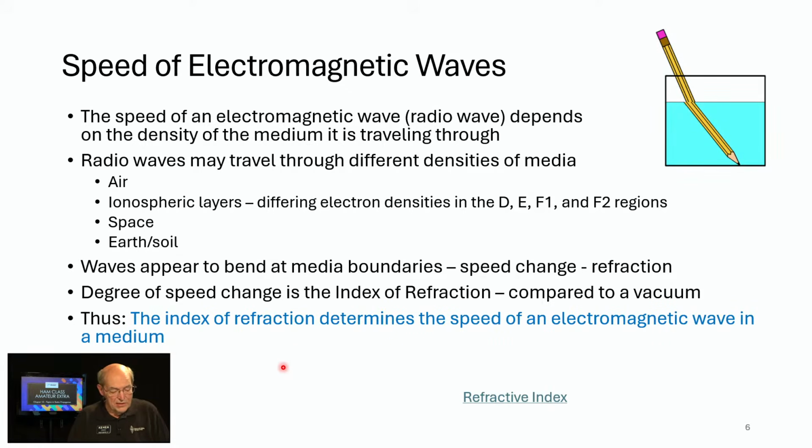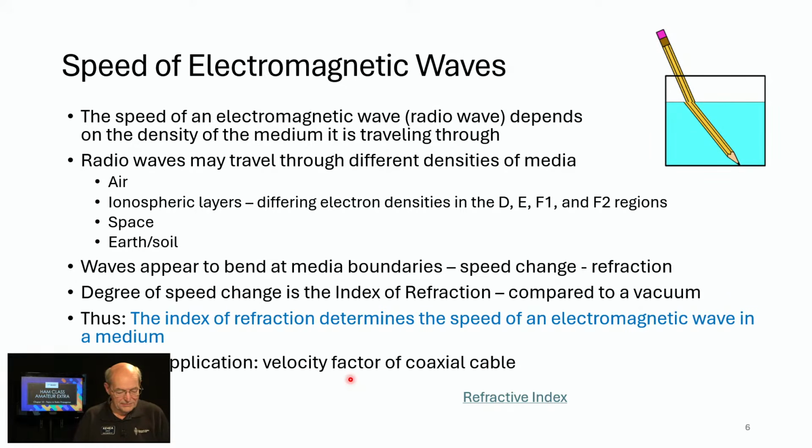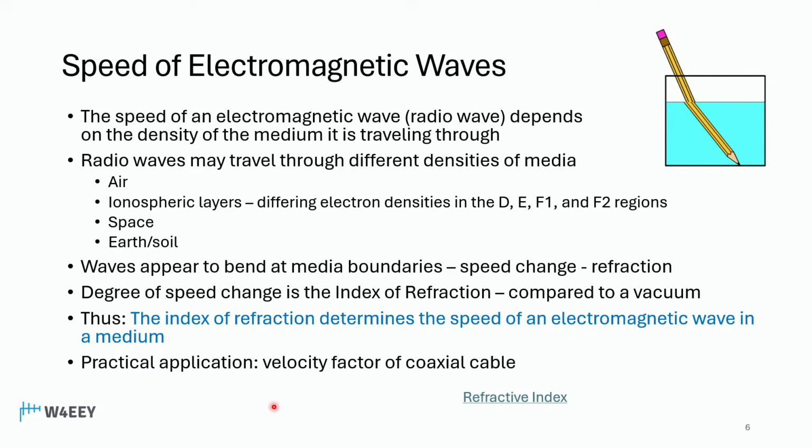Speaking of which, the index of refraction determines the speed of an electromagnetic wave in a medium. Now you might recall from last week Gary's discussion about tuned stubs and antennas and the fact that the velocity factor of the cable comes into play. That is related to this principle directly. The speed of the RF is determined by the index of refraction. As we saw, the practical application that Gary shared with us is the velocity factor of a coaxial cable.